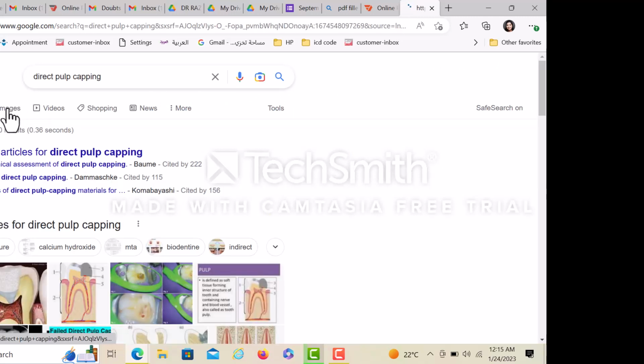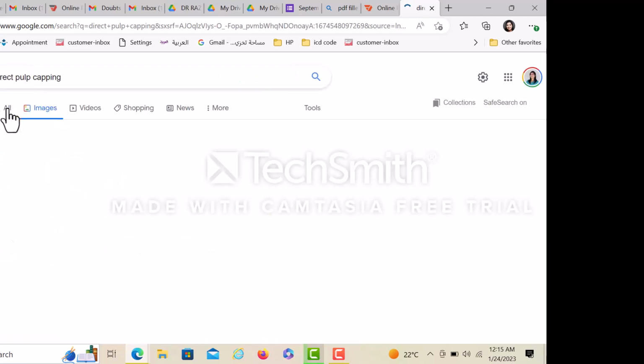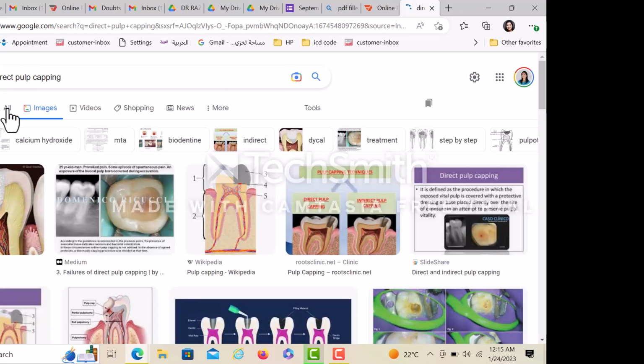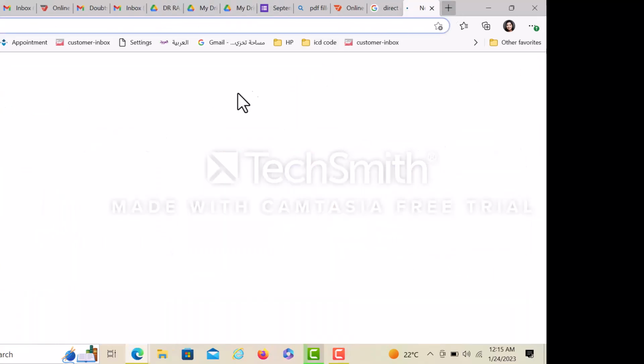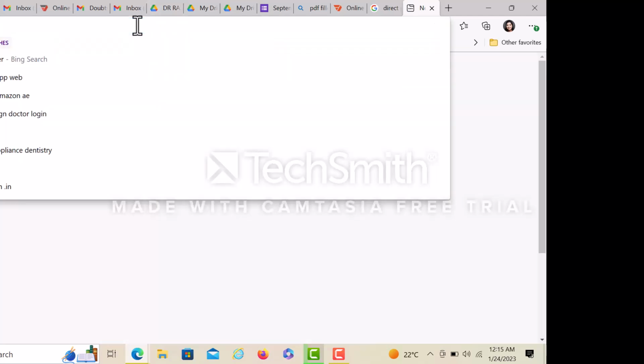Now, before understanding this, see, you do DPC, you do cvek pulpotomy, you do full pulpotomy, you do apexification, you do apexogenesis. What is that one material which you use everywhere? That is calcium hydroxide. Let me speak to you a bit about calcium hydroxide because once you understand the concept about calcium hydroxide, you will understand all other things.